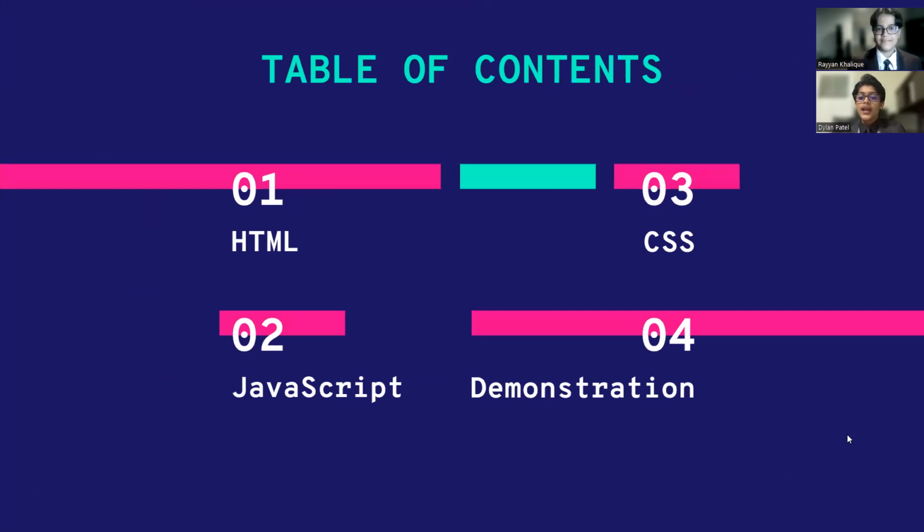Today, we will cover the HTML, CSS, and JavaScript used to make our GPA calculator based on the GPA guidelines set by our school. After that, Rayyan will show you a demonstration of using our GPA calculator.